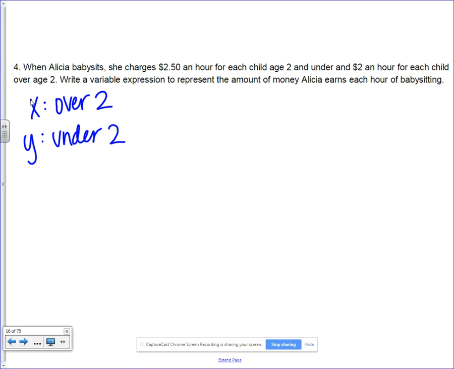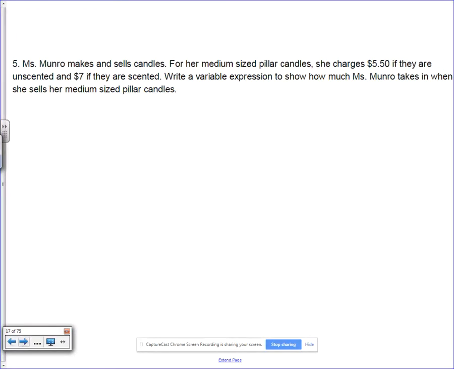So now I need to represent the situation. How much does she charge for over 2? For over 2. $2. How do I show that then if over 2 is X? Over 2, there we go, 2X. How much for under 2? So how would you show that? Do you have to use X and Y? No, as long as you tell me what your variables are, you can use anything you want except for O, because it looks like a 0. A-okay? Moving on.